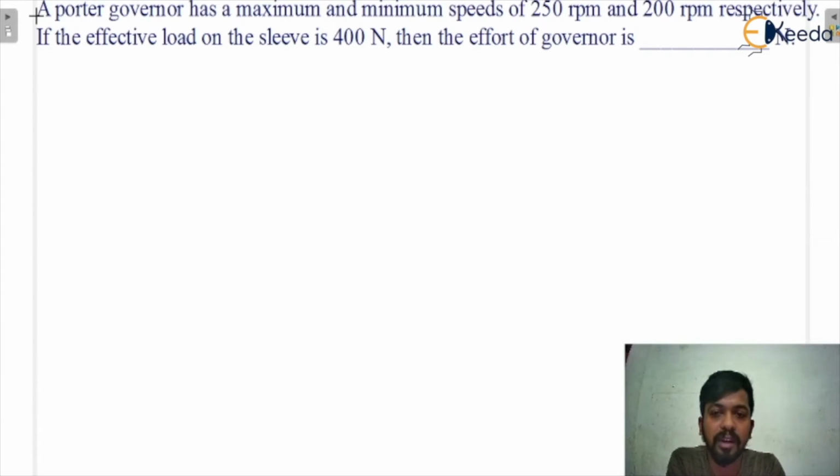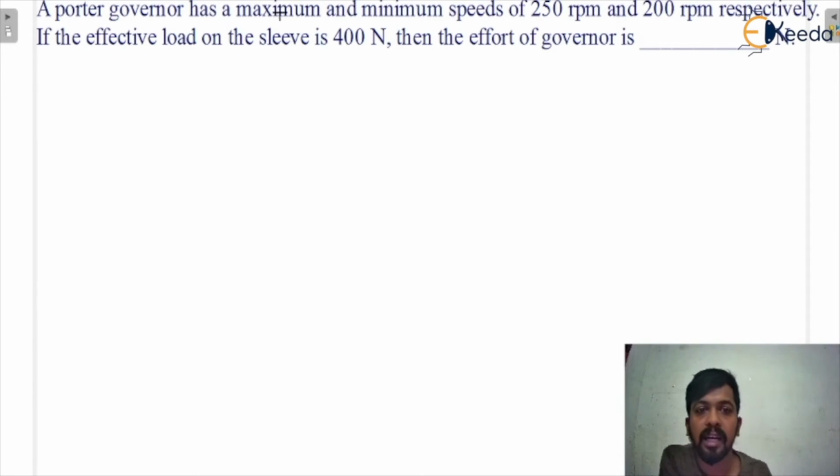So, what is the effort of the governor? We all know that the mean force acting on the sleeve to change its equilibrium position for the fractional change in the speed of the governor, we call it the effort of the governor.